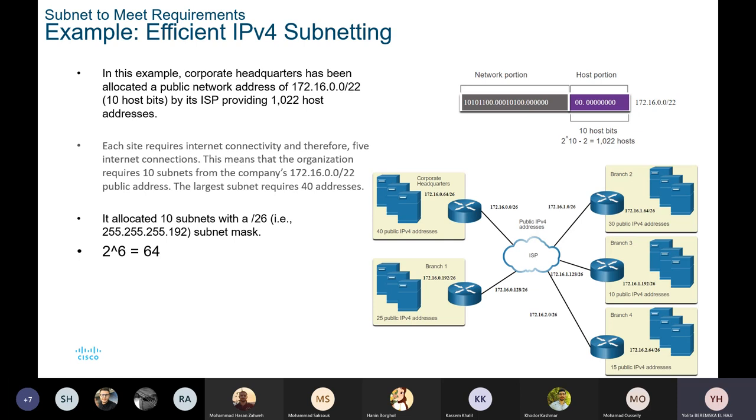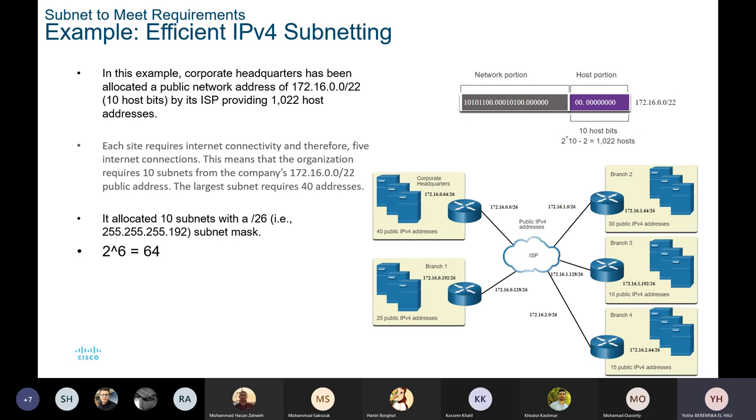22, how much is left? 10. In the least significant 8 bits plus what is left from the third octet, 2, it makes 10. So if we write 2 to the power 10 minus 2, all together for each subnet, we have 1,022 hosts.